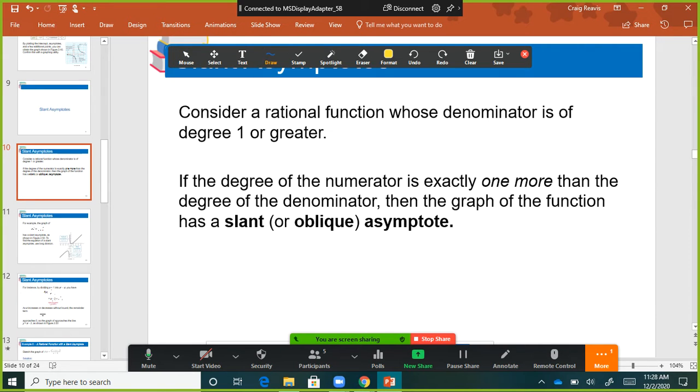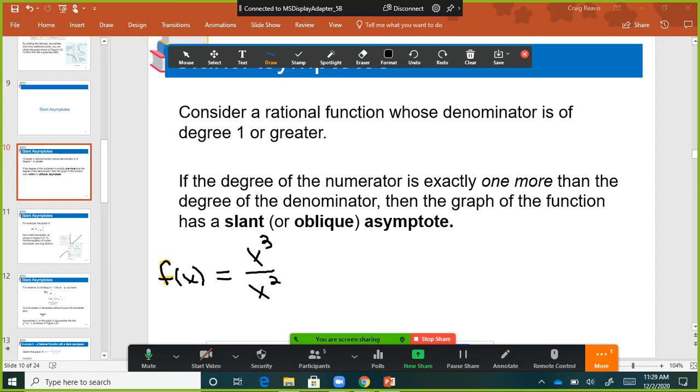So what does that mean? So if I have my function f of x, all right, and the degree of the numerator, so let's say the degree of the numerator is x to the third, is exactly one more than the degree of the denominator. So that means the denominator would have to be a degree 2. All right? If there's more than one difference between the numerator and the denominator, then there's no asymptote at all there. No slant asymptote. All right?